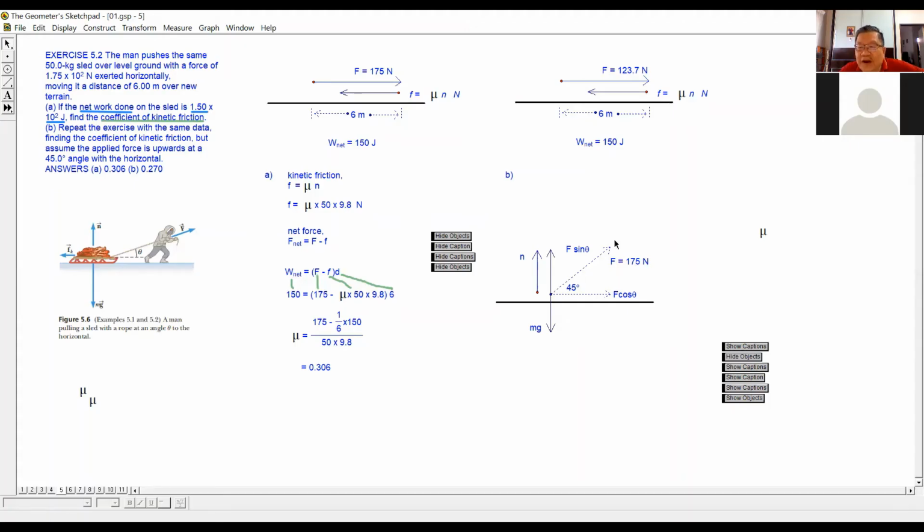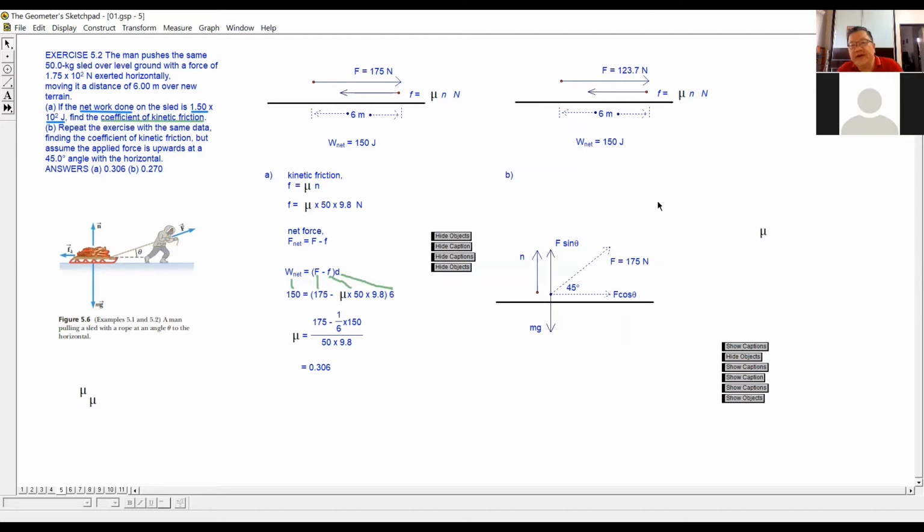Of 45 degrees. This one. Now this 45 degrees, 175 Newton, you resolve them into two components. The first component is F sine theta. Second component, F cos theta. So after you resolve them into two components, you just ignore this. Just ignore this.